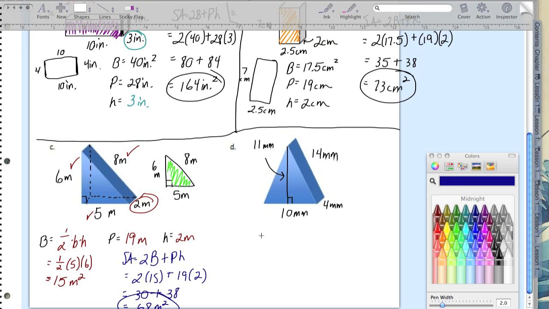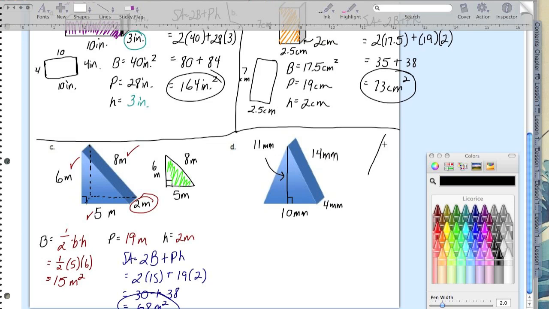All right, one more. Let's try another triangular prism. So the formula is the same. Again, I'll give you formulas on a test. You don't have to have them memorized, but you do have to know how to use them. I'm not going to help you with that. So we want to first identify our base. It's a triangular prism, so we have to choose the triangle as our base.